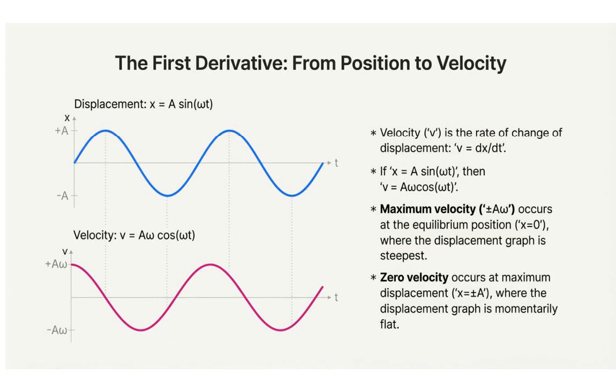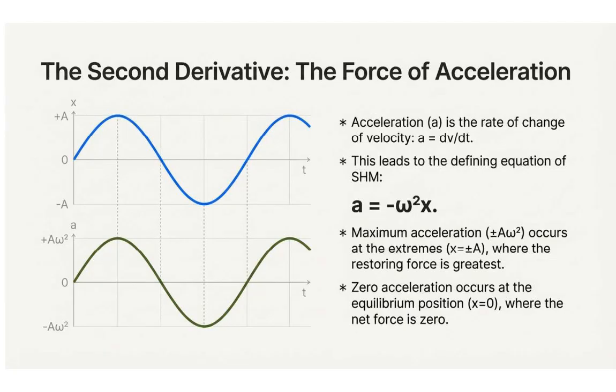Conversely, velocity drops to 0 at the points where displacement reaches its maximum or minimum values, where the graph flattens out momentarily. This relationship shows how velocity and position are connected through differentiation, with velocity leading position by a quarter cycle in this oscillation.